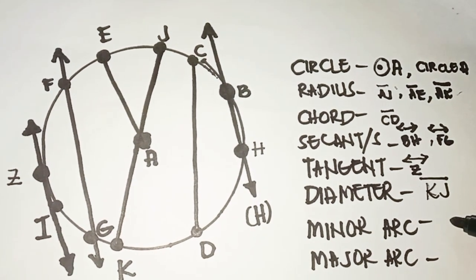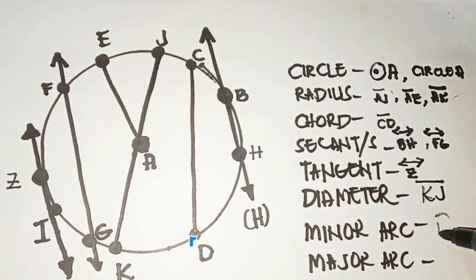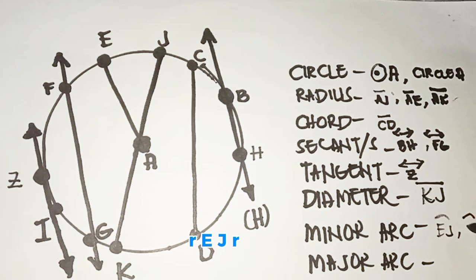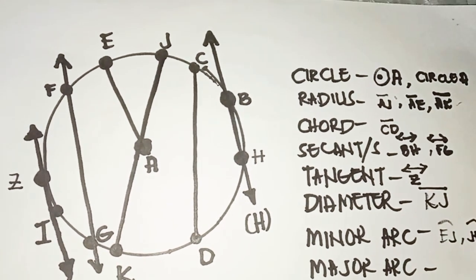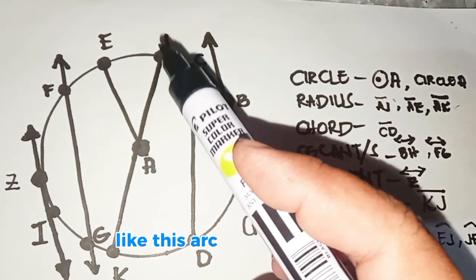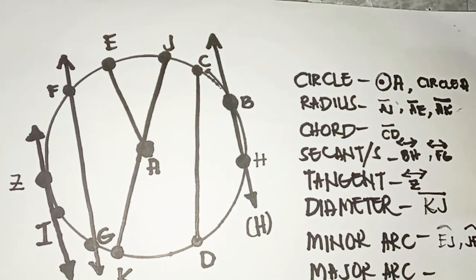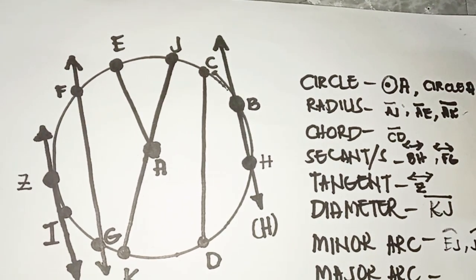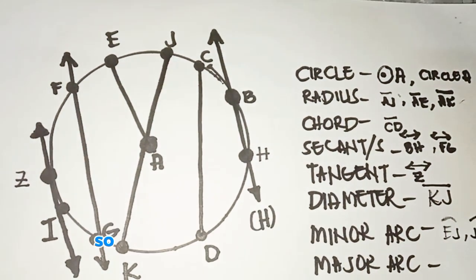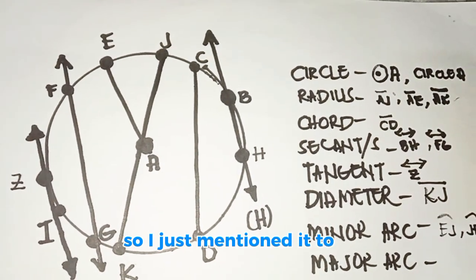So arc EJ, arc JF, then many more like this. Arc JZ. As you can see, we use the symbol like this. There's a lot of minor arcs, so I just mentioned three.